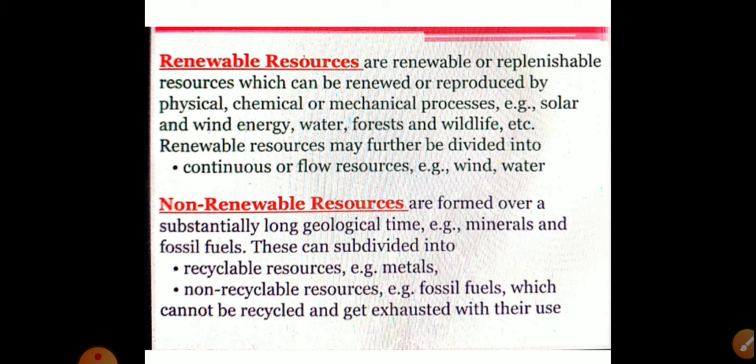In renewable resources, we don't exhaust them. They have the capacity to regenerate themselves. Water, agriculture, fish, trees are some examples of replenishable resources.